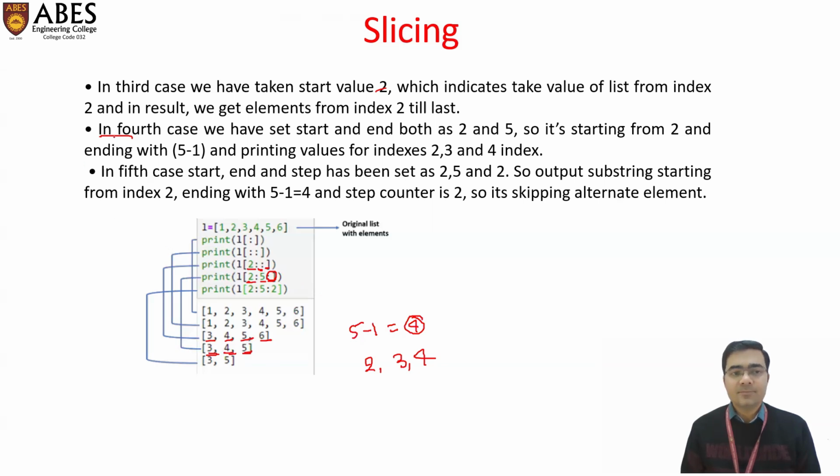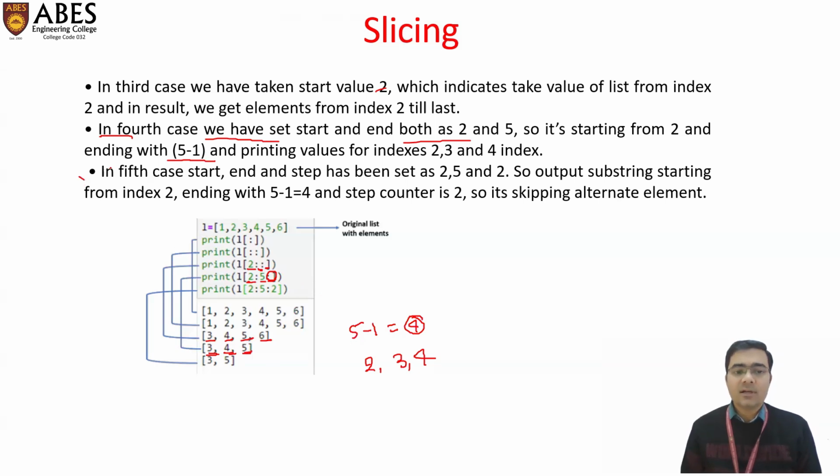In the fourth case we have set both start and end index values as 2 and 5. So it is starting from 2 and ending with 5 minus 1, that is 4, and printing the values of indexes 2, 3 and 4.